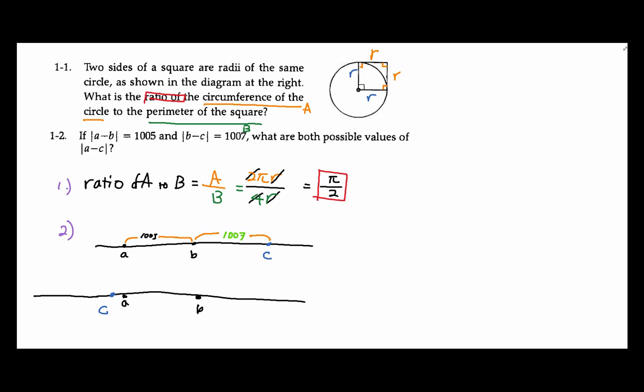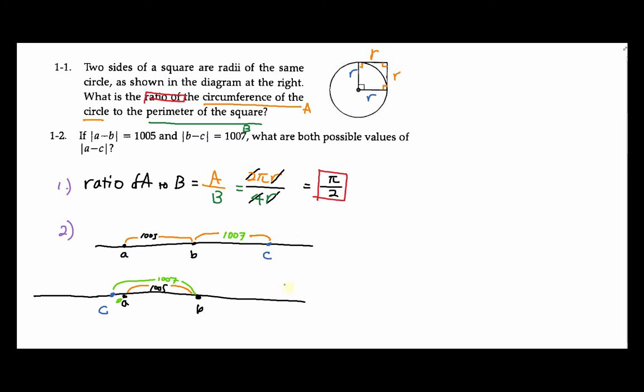In this case, even though I have 1005 between A and B, the distance between B and C happened to be 1007. If the distance between B and C is 1007, what's our distance between A and C? All you have to do is green minus orange, right? Then you're going to get 2 units between A and C.